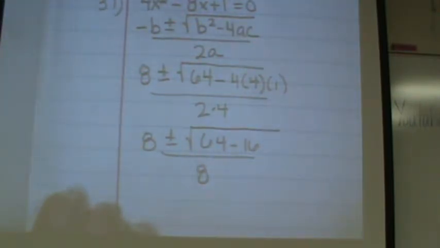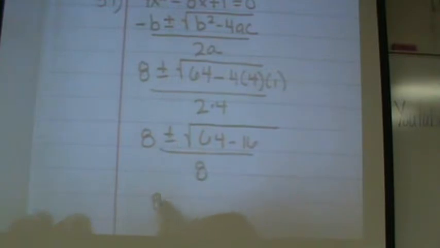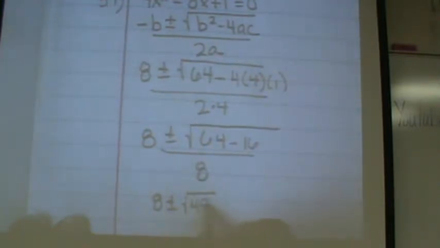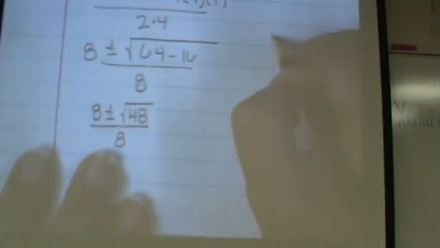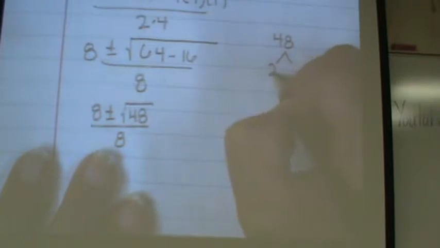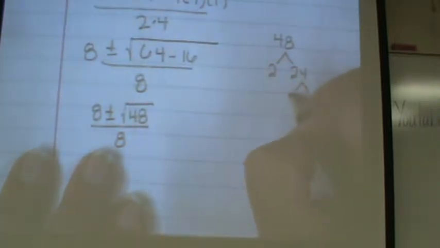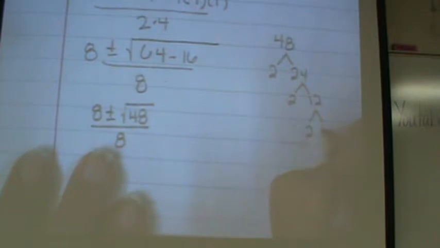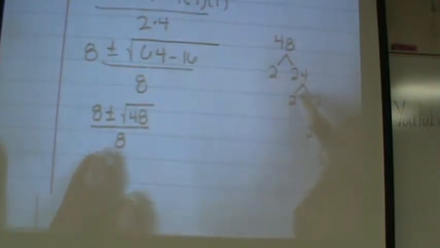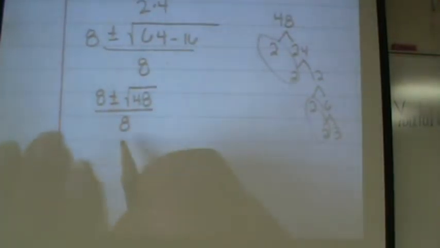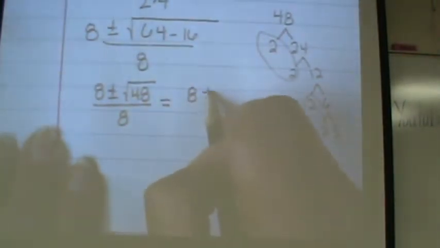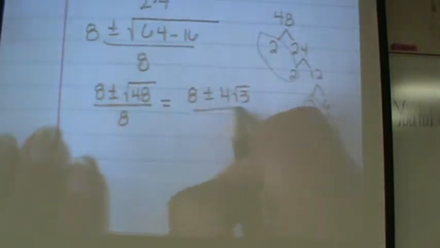Okay. Then we have 64. We're going to do 64 minus 16, which is 48, over 8. And now let's simplify. Let's take a look at 48. If we broke 48 up, it's 2 times 24, and 2 times 12, and 2 times 6, and 2 times 3. So the number 4 can be taken out of this. So it's 8 plus or minus 4 root 3 over 8.